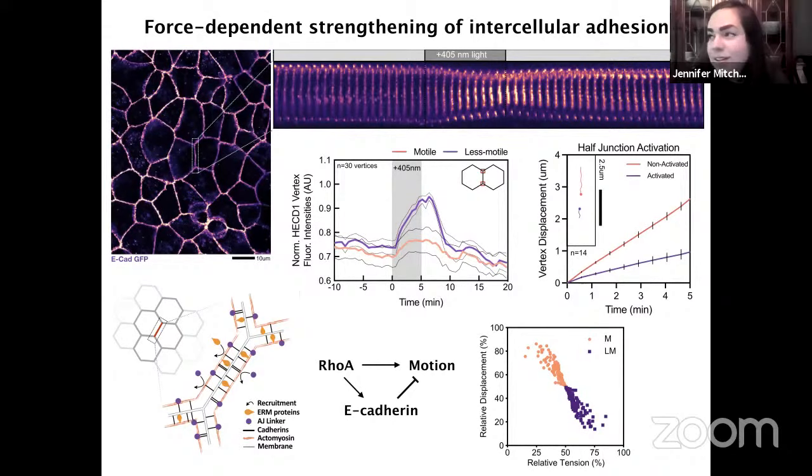Yeah, that's interesting because I do think that those of us who look at these kinds of models tend to get pretty focused on cadherins and often ignore thinking about a lot of the other junctions for simplicity. Yeah.